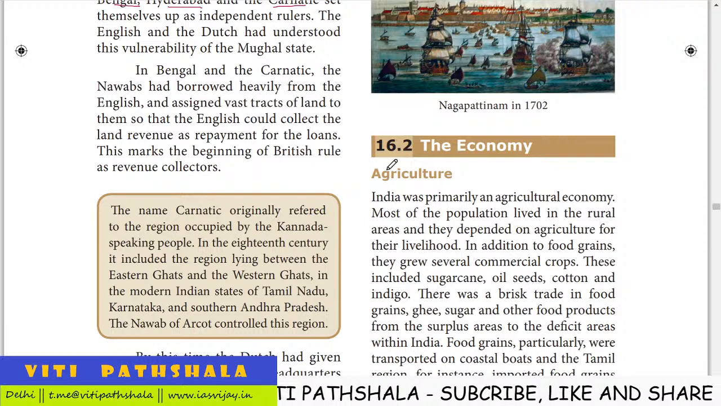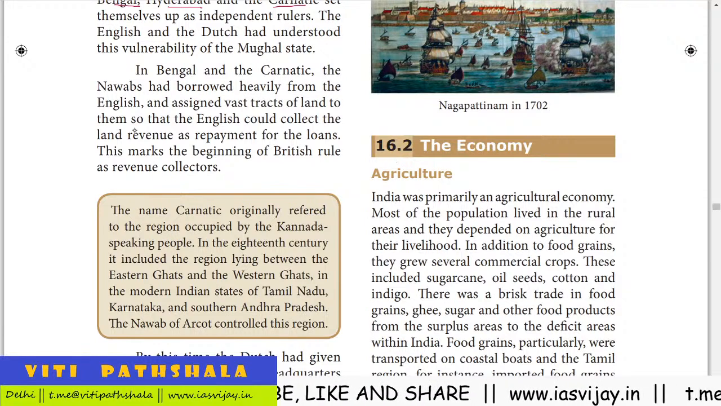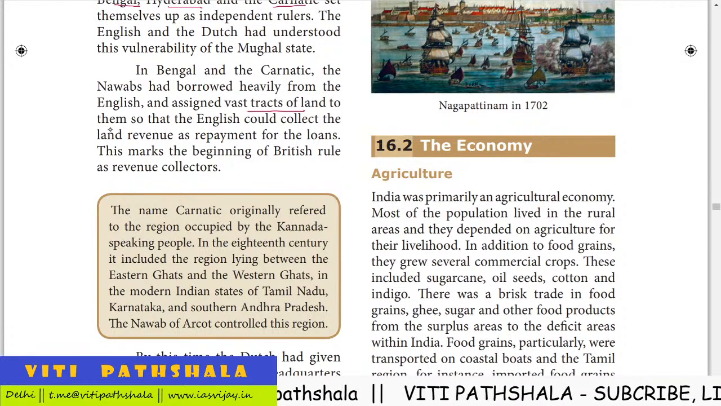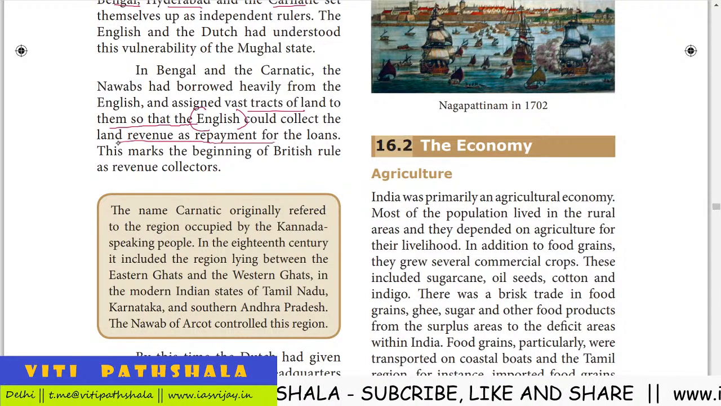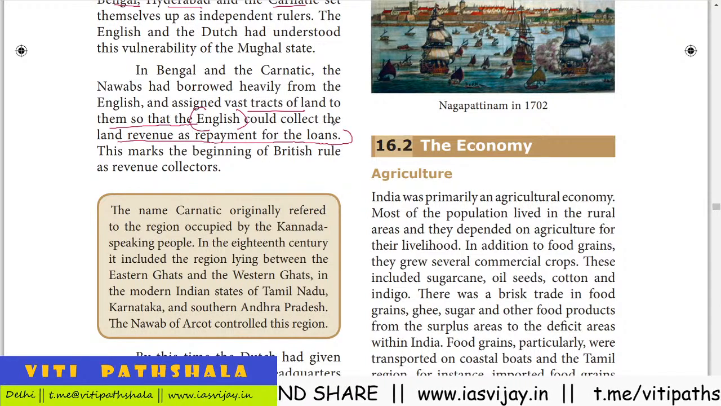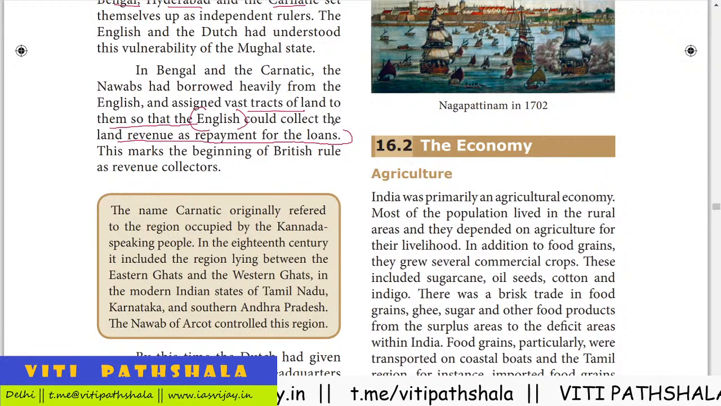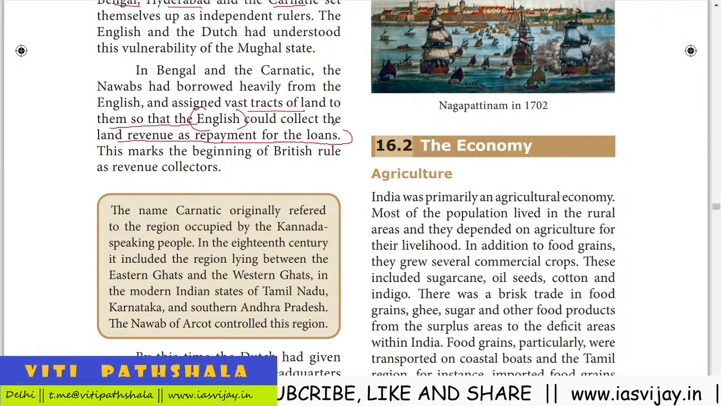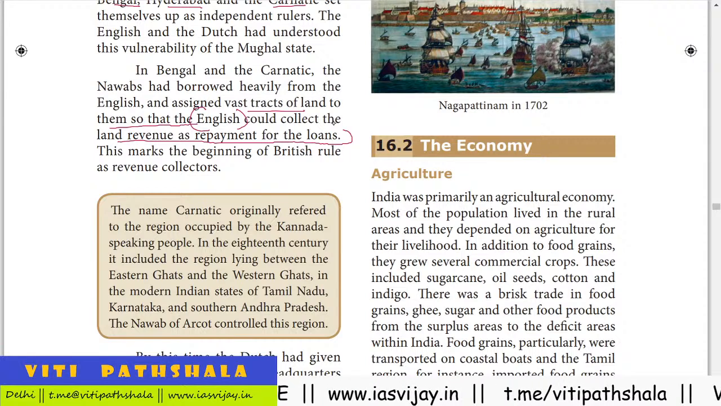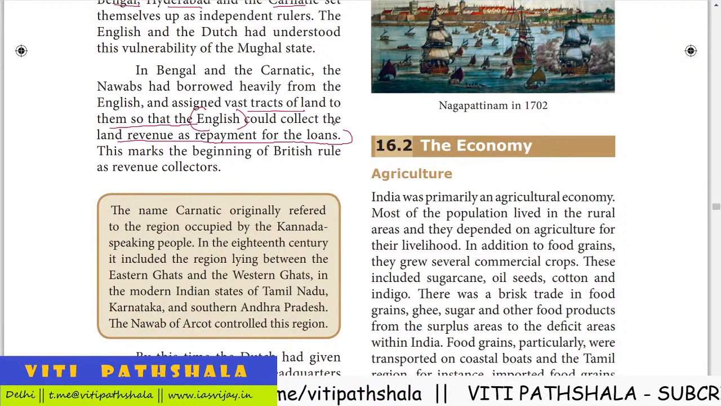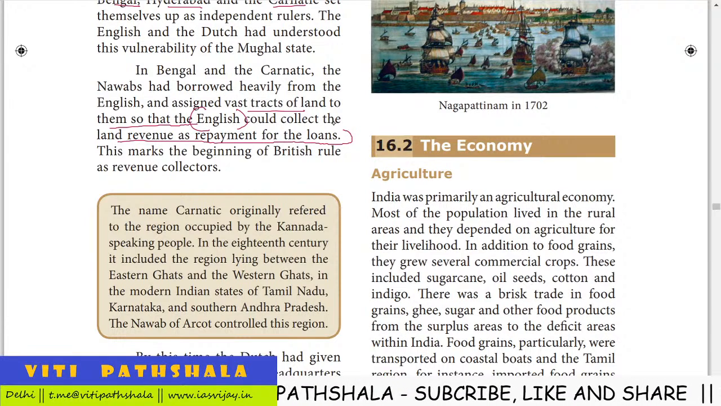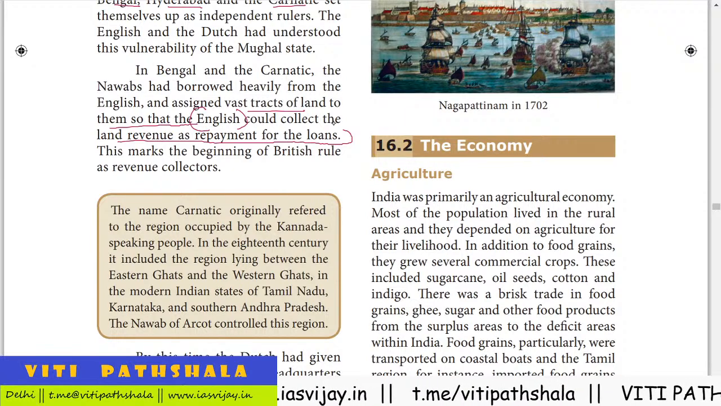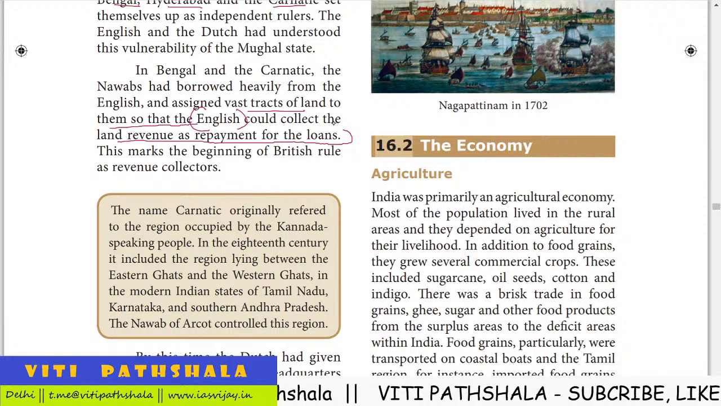In Bengal and Carnatic, the Nawabs had taken a lot of money from the English. They had borrowed heavily and assigned vast tracts of land to them so that the English could collect the land revenue as repayment for the loans. To repay that loan, they said, you can collect whatever money you need from the people and the peasants of that time. Now, this marks the beginning of British rule as revenue collectors. Before becoming a territorial power, the British became the revenue collectors.